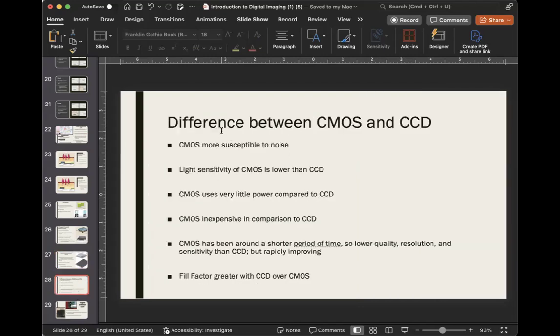I used the textbook to get a little bit more information on the differences, so you can read these yourself. They basically state the differences between a CMOS and a CCD system because they are both indirect conversion processes.